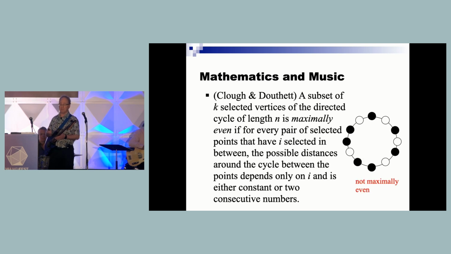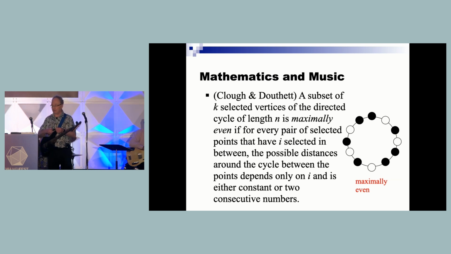Let me give you an example. This one is not maximally even. You can see it's kind of bunched up on one side. If we look at the top and bottom point and go around the cycle clockwise, between the top and the bottom there are 2 black points. The distance between them, graph theory-wise, is 1, 2, 3, 4, 5, 6. If you take the bottom point and the one just before the top on the other side, they also have 2 black points in between, but the distance is 1, 2, 3, 4. 6 and 4, they're not consecutive. So that's not maximally even.